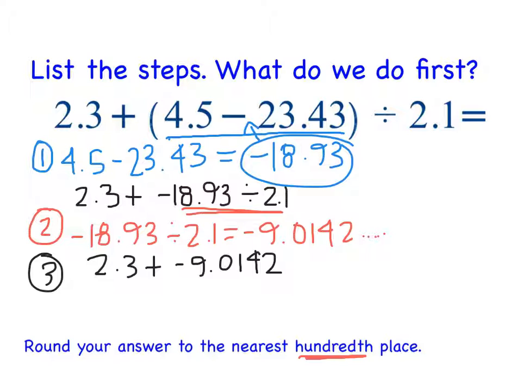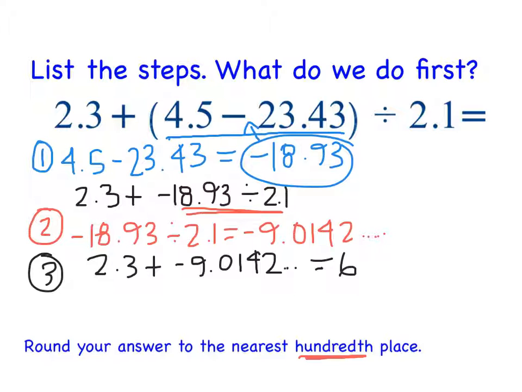So for my final step, all I have left is the 2.3 plus the negative 9.0142 stuff that we found in our previous answer. And since the commutative property works for addition, if you still have that negative 9.0142 stuff in your calculator, you can go ahead and just press plus 2.3, and then that will give you our answer.